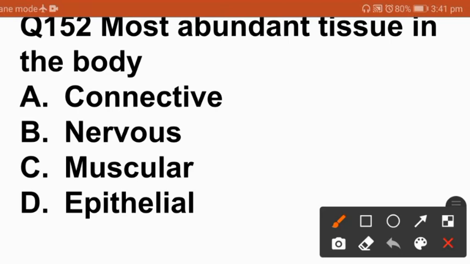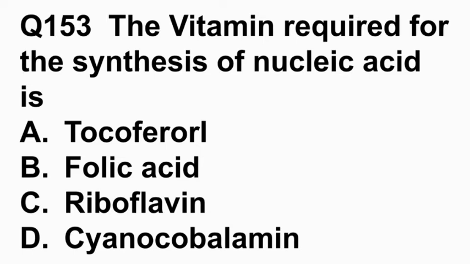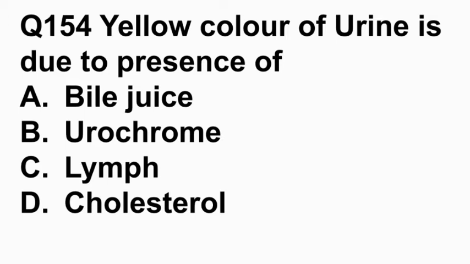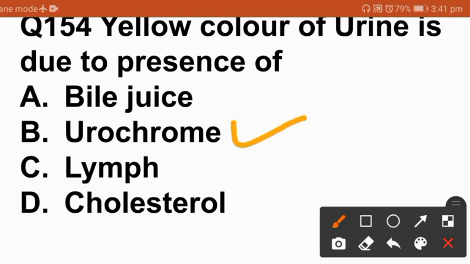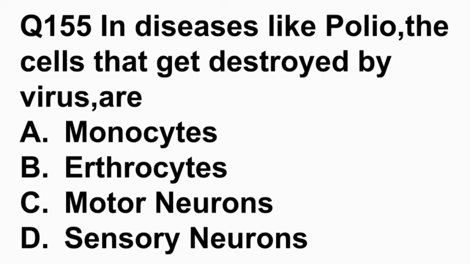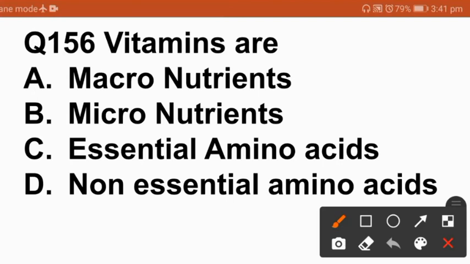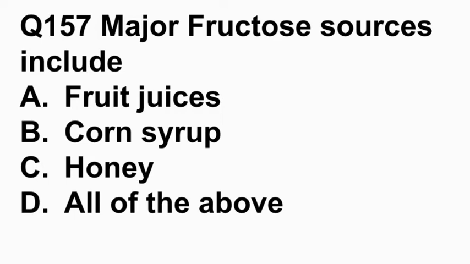The vitamin required for the synthesis of nucleic acid is B. Folic acid. Yellow color of urine is due to presence of B. Urochrome. In disease like polio, the cells that get destroyed by virus are C. Motor neurons. Vitamins are B. Micronutrients. Major fructose sources include D. All of above.